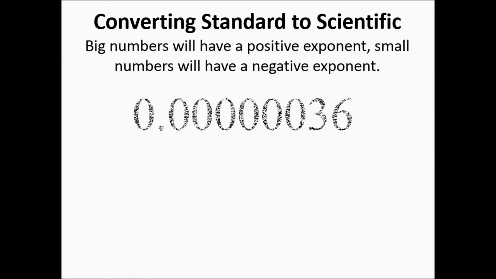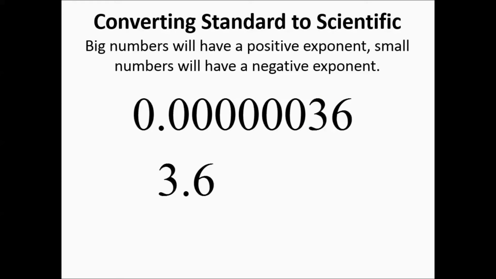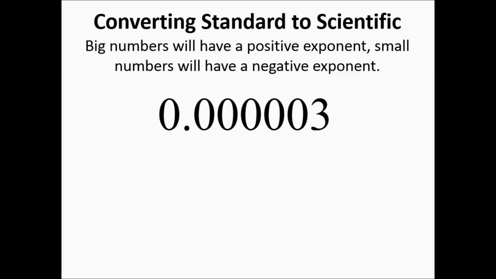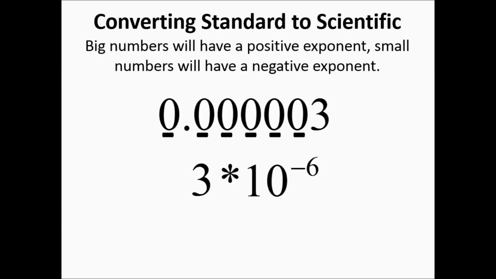So now we're going to deal with a small number. We're going to look at the 36. We want to think of that as 3.6. Once again, the trick is to just count your zeros. And I see 7 zeros. Now this is a small number, so it's going to be 10 to the negative 7. So that's what happens when you deal with small numbers. And we'll do one more. It's a small number. We have the 3. We're just going to write down a 3. Then we can count the total zeros to the left. And that's going to be a total of 6 zeros. So it's going to be times 10 to the negative 6.